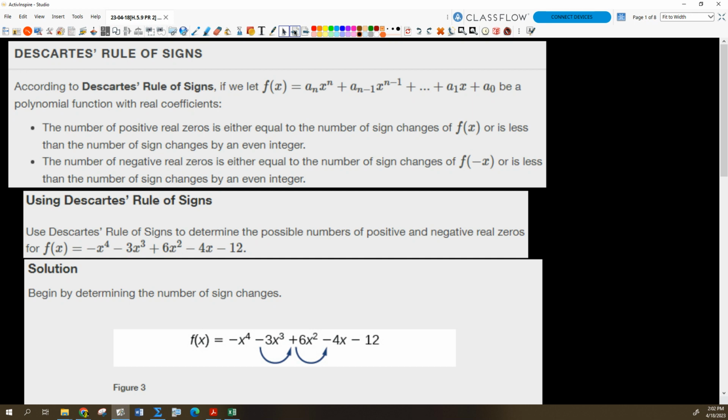We take the function and we evaluate it at negative x. And all that really does is it's going to leave the even powers of x. Those terms don't change. They stay the same. The odd powers of x, the signs of their coefficients will flip, right? They'll change signs.